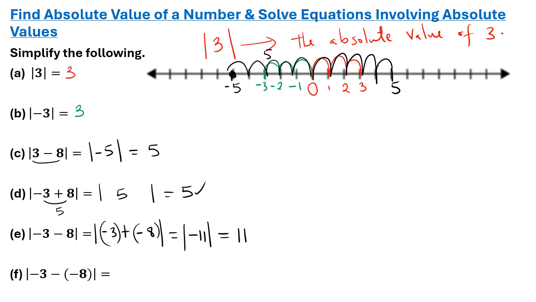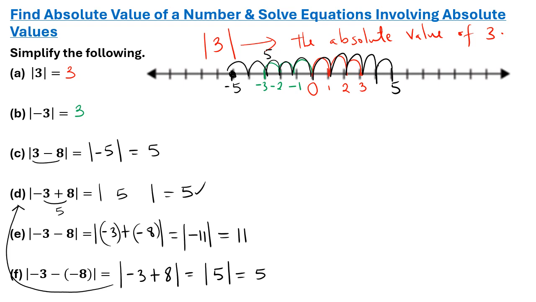All right, so for the final problem here we have -3 minus -8. We know this is going to simplify to -3 plus 8. And that will be done the same way we solved problem D. That's going to give us the absolute value of 5, and the absolute value of 5 would be 5. And this brings us to the end of this part.